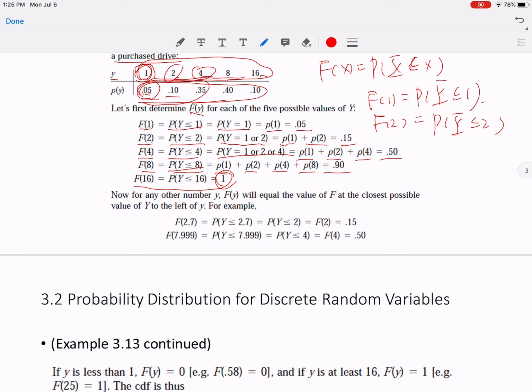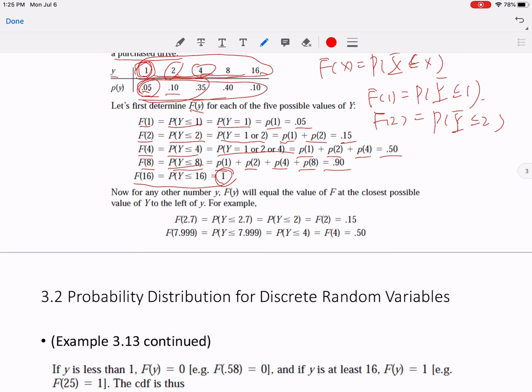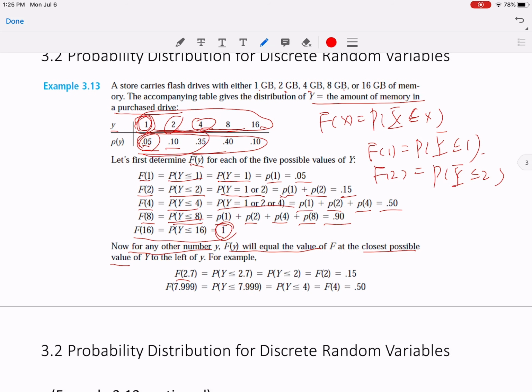Okay, so once this is clear, let's take a look at this. Now for any other number y, f of y will equal the value of f at the closest possible value of y to the left of y. For example, what is f of 2.7? Based on the definition, we have f of 2.7 is equal to the probability of y is less than or equal to 2.7, right? But we can tell there's no 2.7 over here. And we can tell there are only 2 numbers less than or equal to 2.7, which are 1 and 2. The third number is 4, which is greater than 2.7.